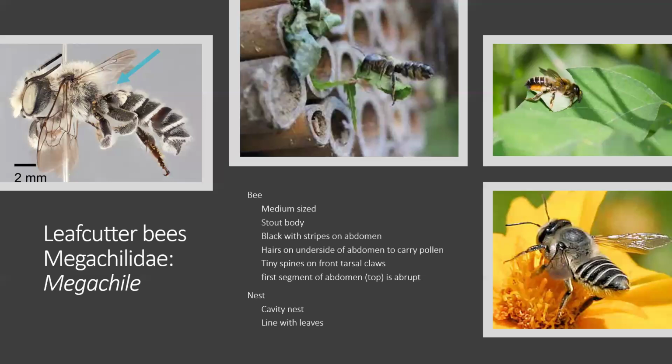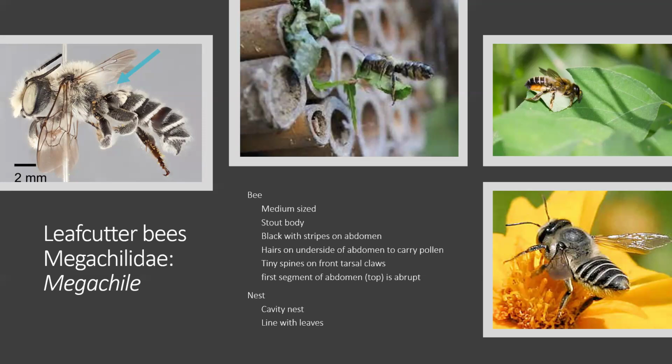Leafcutter bees. These are also in the family Megachilidae, but these are in the genera Megachile. And this is another medium-sized bee that has a stout body. And when I look at leafcutter bees, it looks like somebody smushed their abdomen. So they have a very flat abdomen, and if you look at the picture on the top left and then the bottom right, you can see what I mean with that flattened abdomen.